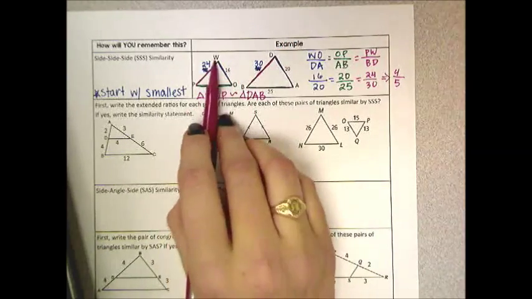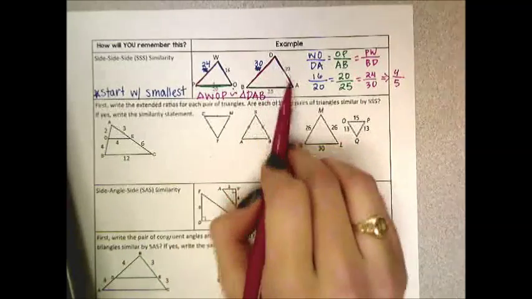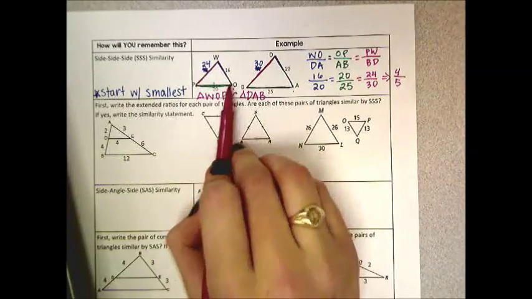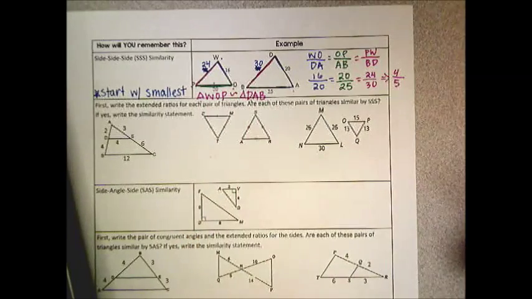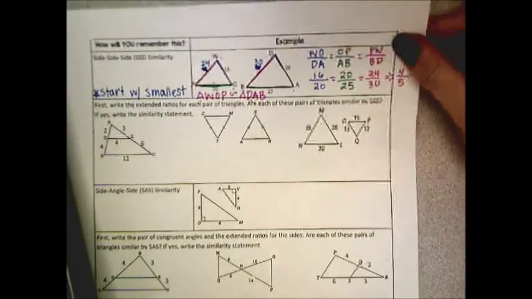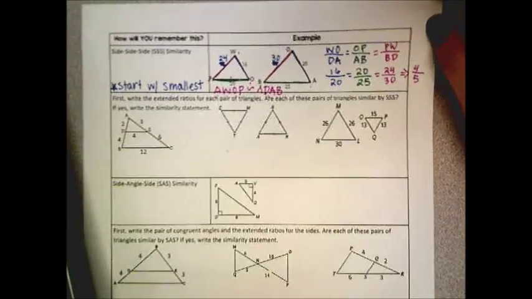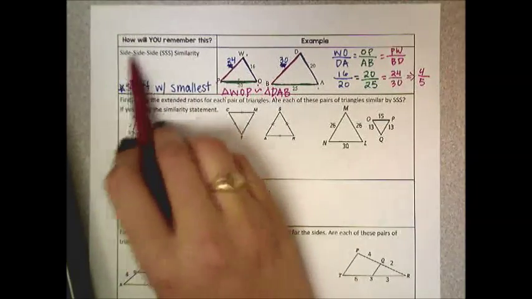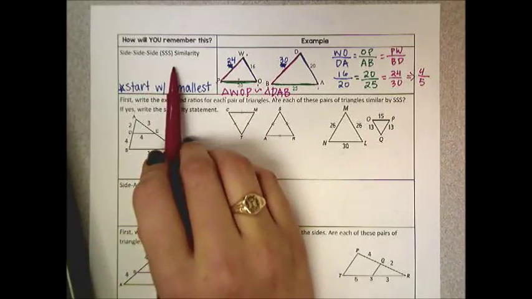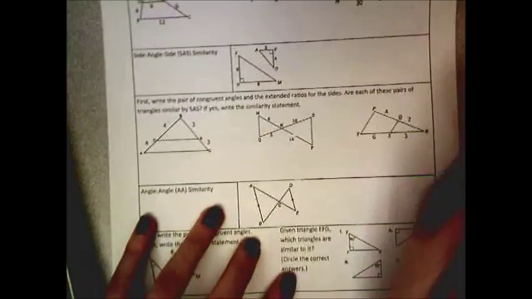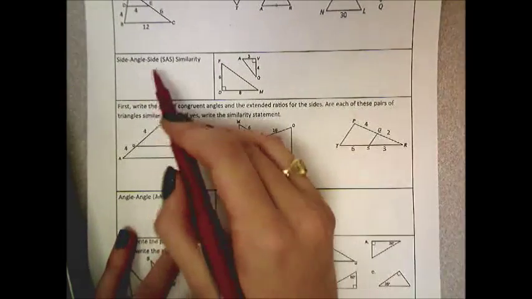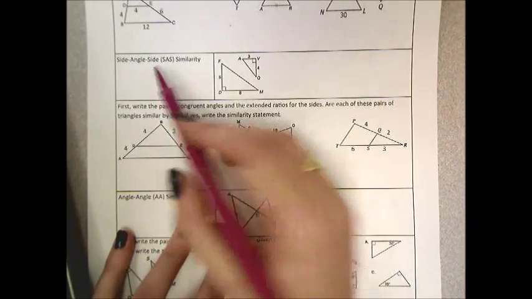Just like with our previous unit, you want to make sure the order matters. So I did my blue side, my green, and then my pink in the order that I named these triangles. All right, we got 2 more, so slide your paper down a little bit. Before you do that, make sure you write in this box something that will help you remember side-side-side similarity. After you've done that, we are going to look at side angle side similarity.